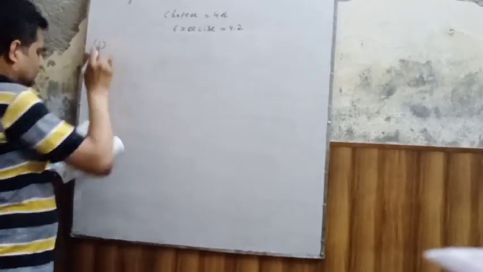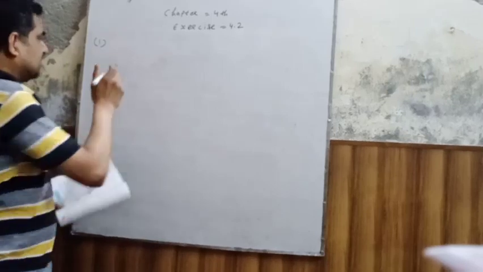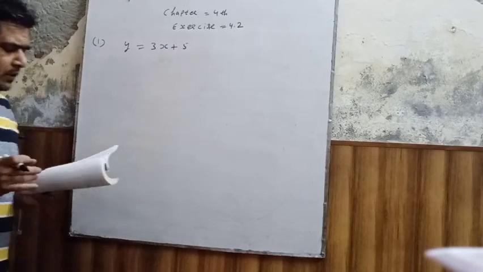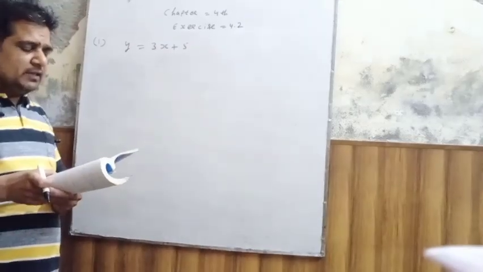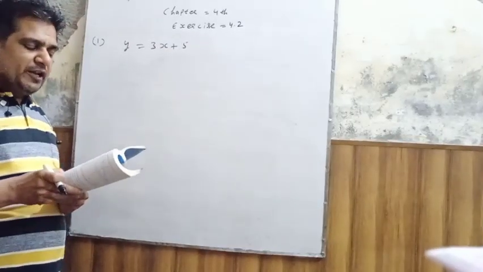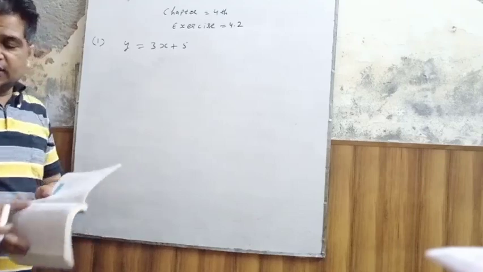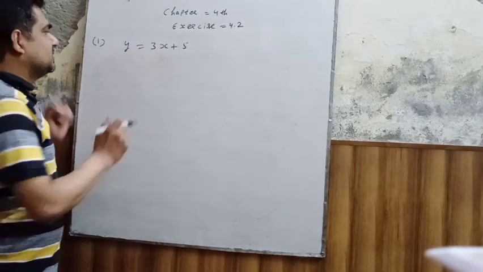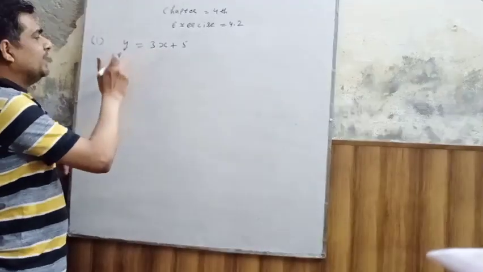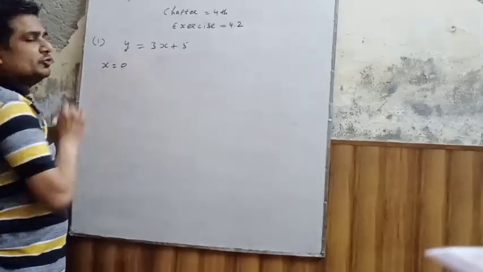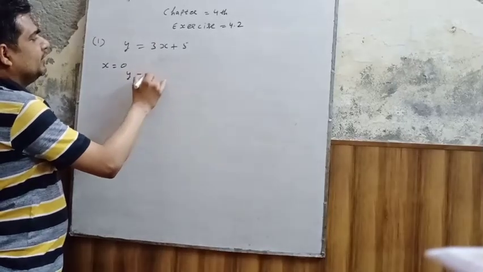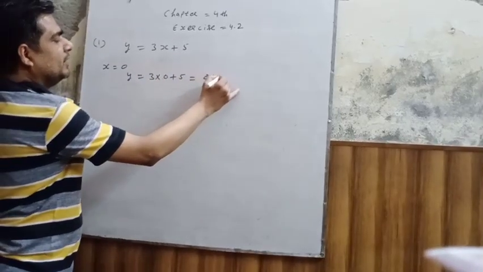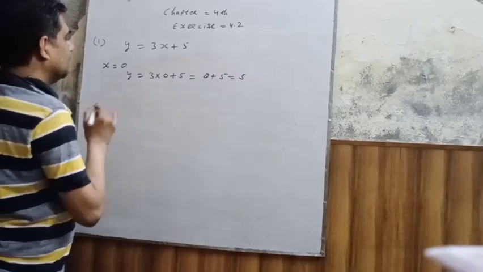First sum, we have the given statement y equal to 3x plus 5. We have three options: a unique solution, only two solutions, infinitely many solutions. Firstly, we put the value of x. Instead of x, we write 0. Y equal to 3 into 0 plus 5, which is 5.